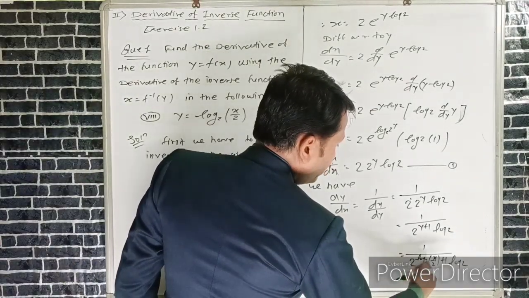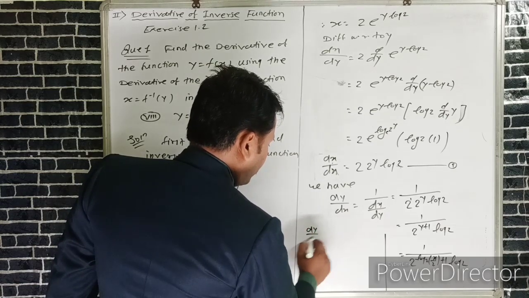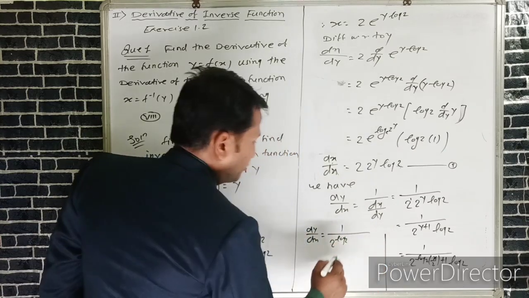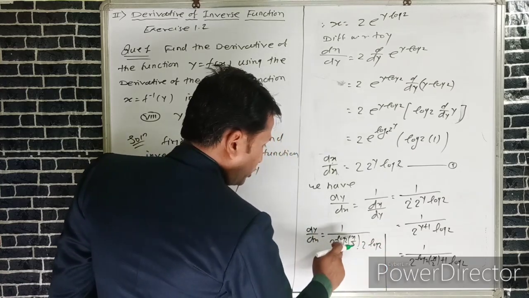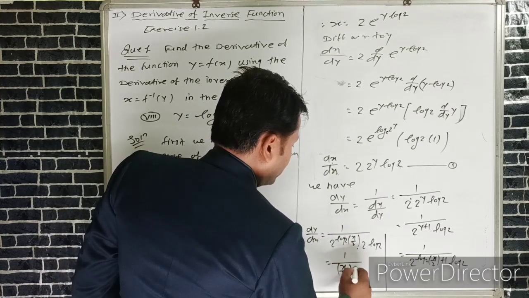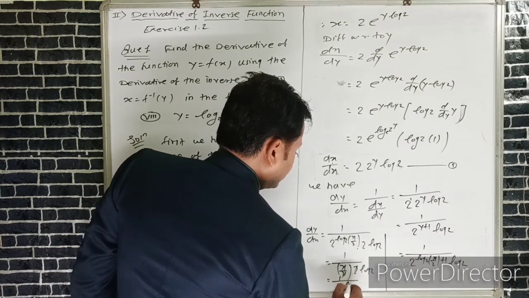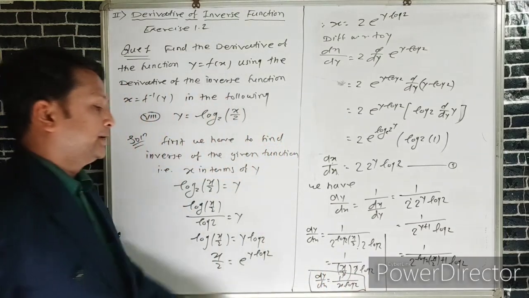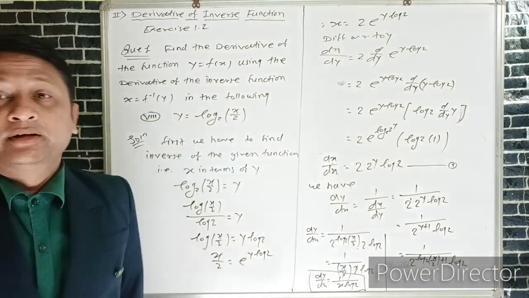Or this 2 to the power log base 2 of x by 2 we can write also, so dy upon dx is equal to 1 upon 2 to the power log base 2 of x by 2 into 2 log 2. 2 to the power log base 2 of x by 2 we can write as x by 2, into 2 log of 2. Here 2 is cancelled, hence we can write 1 upon x log of 2, which is the required derivative of y with respect to x. dy by dx is 1 upon x log 2 when y is equal to log base 2 of x by 2.